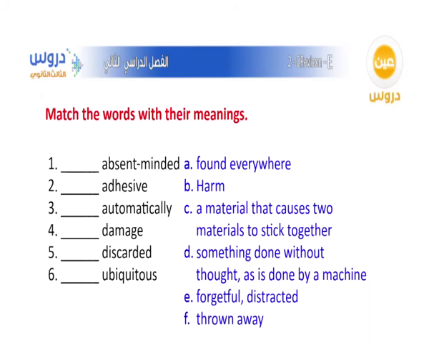Automatic. When something is automatic, it's not manual. So we match it with D, something done without thought, as is done by a machine. Machines do things automatically, but humans don't. Damage. When you damage something, you make it bad. So we match this with B, harm. When you drop your phone, that will cause some serious damage to the phone, that will harm the phone.